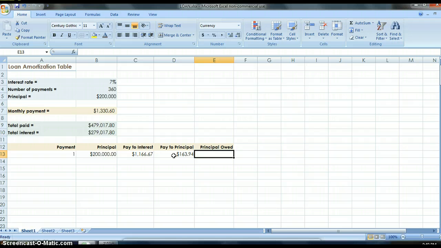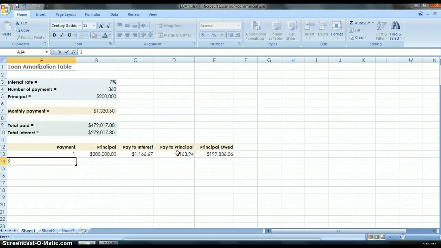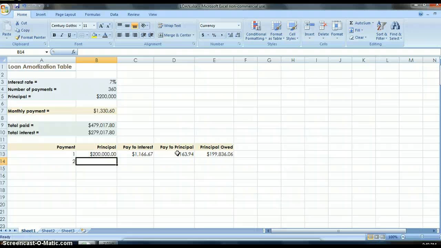And then finally, in cell E, we want to know what our new principal amount owed is. So equals principal minus our paid to principal, hit enter. So that's what our new principal owed is. To figure our next payment, so payment number 2, we're going to do equals our principal owed. Then our paid to interest is going to be just like before. So what we can do is fill it down.